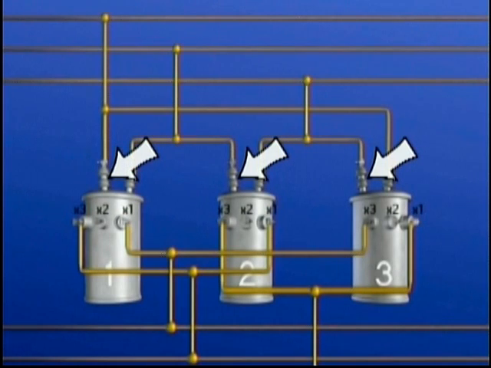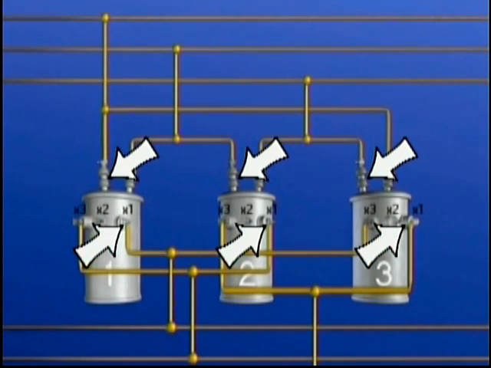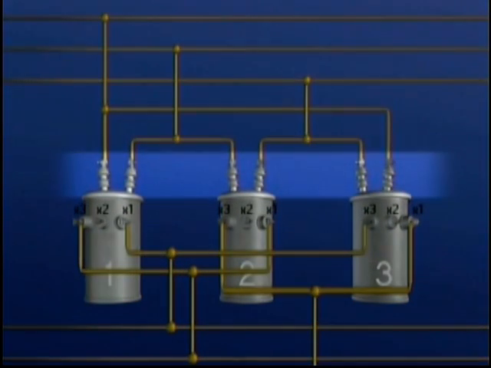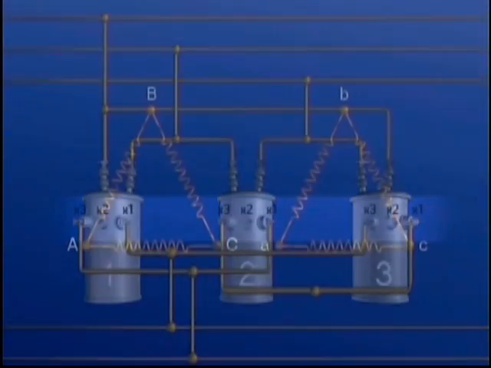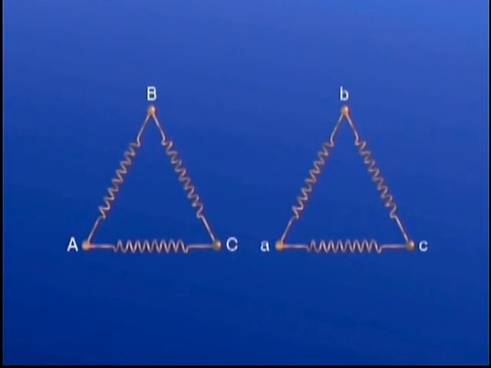Because of the relationship we have established between the H1 end of the primary winding and the X1 end of the secondary winding in each transformer, this delta-delta connection is said to have 0 degrees of angular displacement. That is, there is no phase shift between the power supplied by the primary windings and the power supplied by the secondary windings of the three-phase bank. We can see this relationship better if we refer to the phasor diagrams.